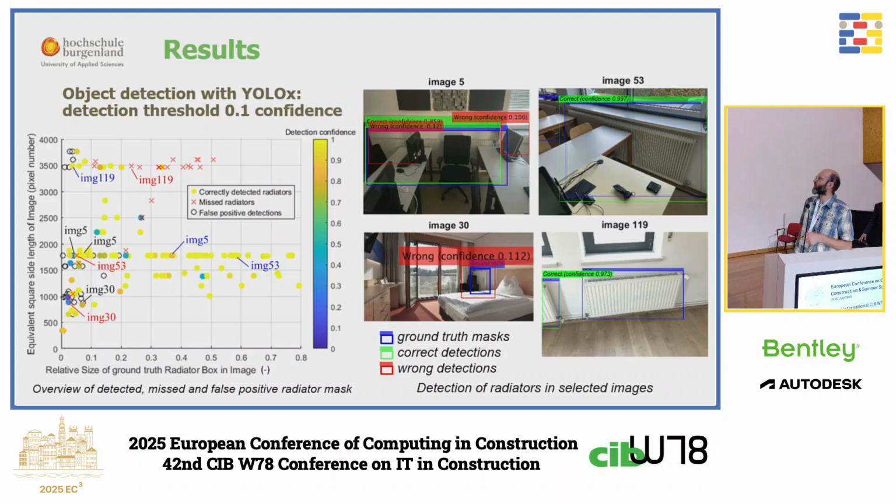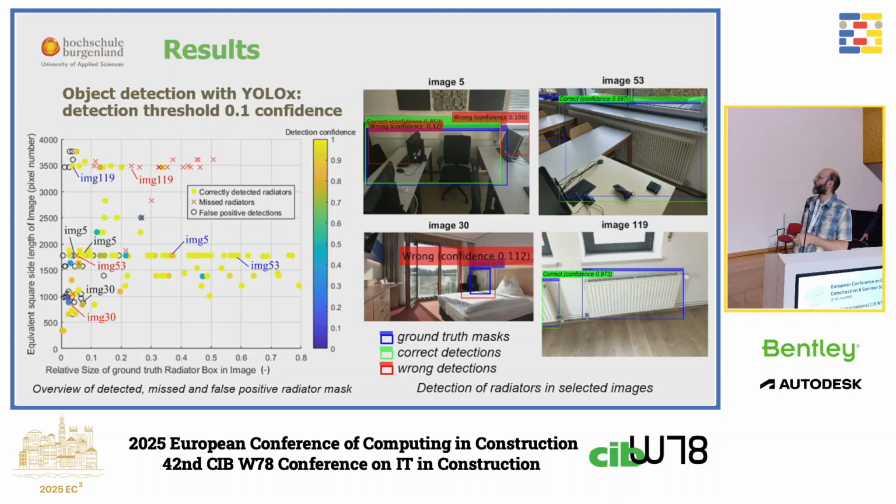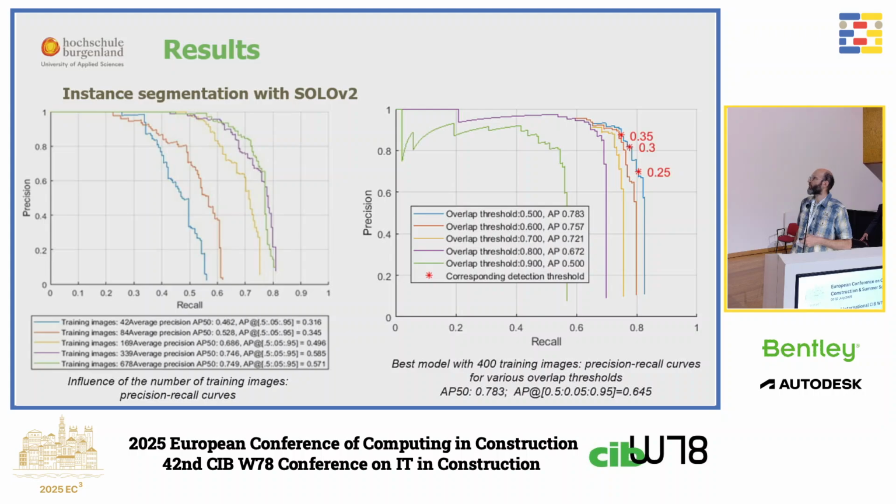And here an example where the overlap ratio was too low. And if we take a higher confidence as threshold, we have fewer wrong detections, fewer false positives. But as in this example, image 30, we can also rely on user review to discard the wrong detection. So it's a balance to find.